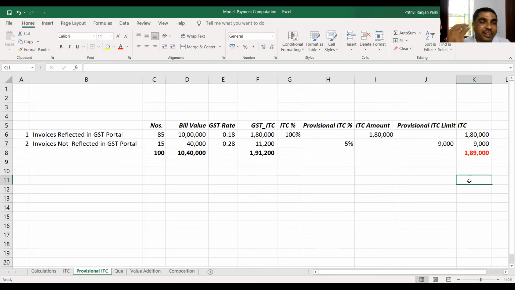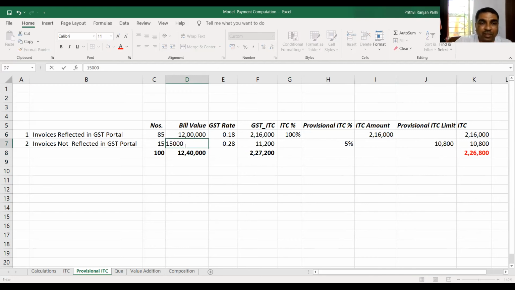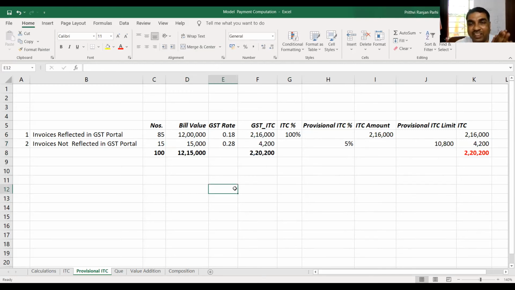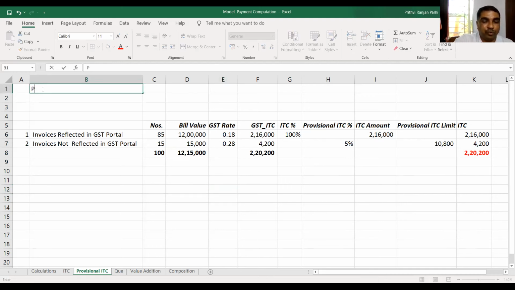Only at the month end you have to find out how much value is reflected. Suppose the value is not 10,000, it is 12,000, or 12 lakh. Write it as 12 lakh. How much is not reflected? Maybe it is 45,000 or any 15,000. You can find it. At the month end, you will get your answer. Is it useful or not? So you can give the name Provisional ITC calculation.